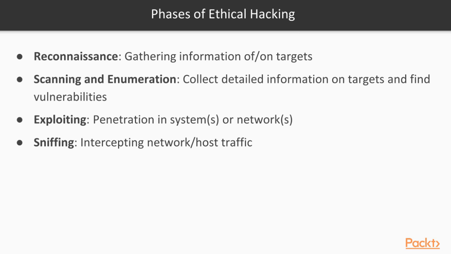In this course, we're going to go through a few phases of ethical hacking. Our first phase in section 1 is reconnaissance, which is gathering information of and on your target system, network, or devices. Scanning and enumeration. This is where we collect detailed information on the targets and find vulnerabilities or weaknesses. And finally, we exploit those weaknesses and we penetrate the system and/or networks or devices. And once we're in, we can do something called sniffing. Sniffing is where we intercept network or host traffic.